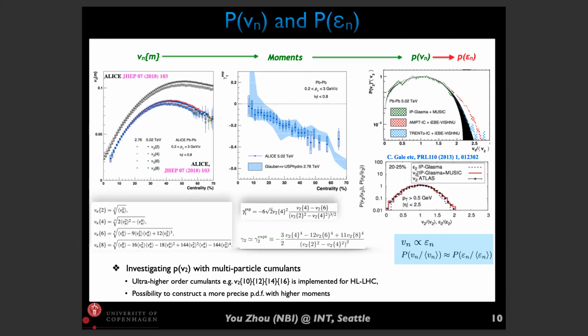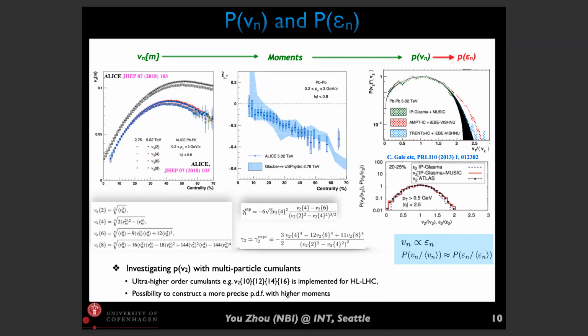And then we can also use a very useful assumption: if vn is proportional to eccentricity, then the normalized P(v2) distribution will be almost identical to the P(eccentricity) distribution. And then if you have the data, you can directly compare to the model in the initial state calculations. This has been validated with this calculation.